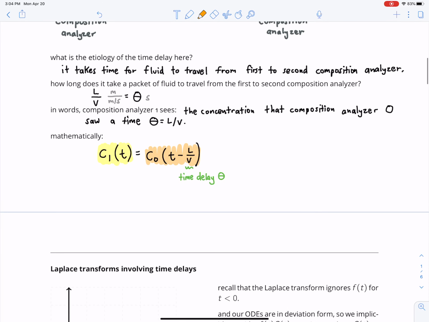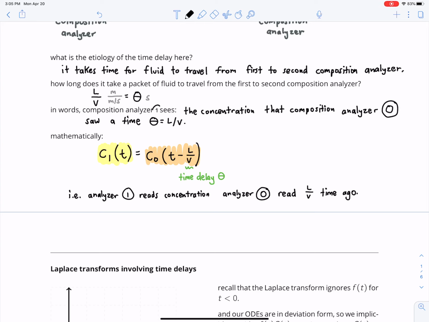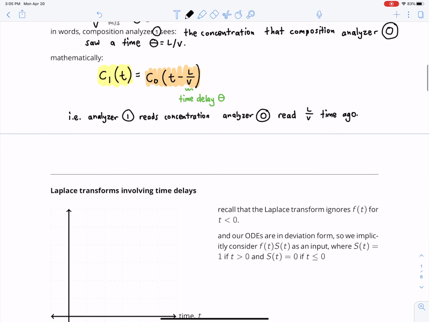So I'll write this down. I.e., analyzer 1 reads concentration. Analyzer 0 read L over V time ago. Okay, and I'll highlight this to make this consistent. Okay, so that's a very simple example.